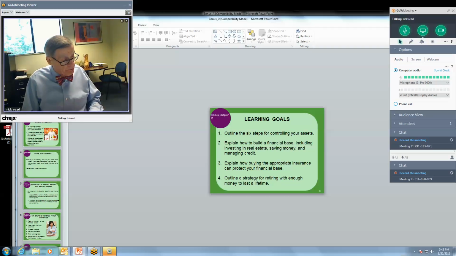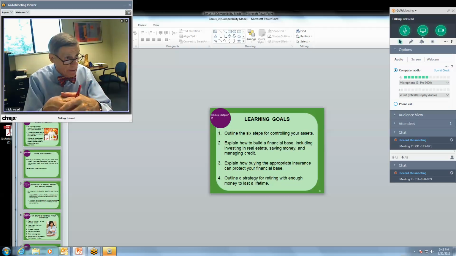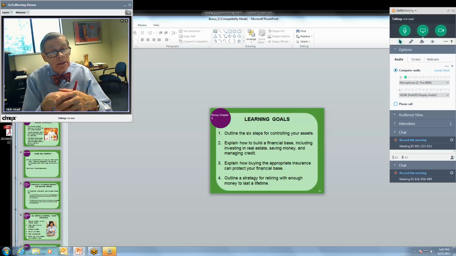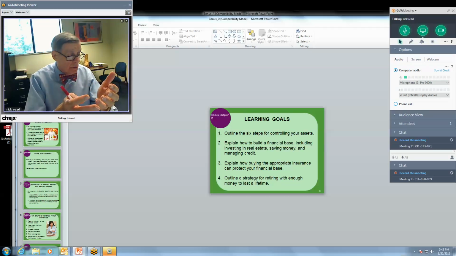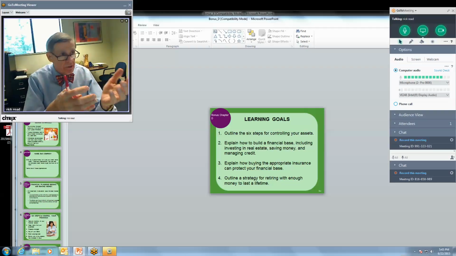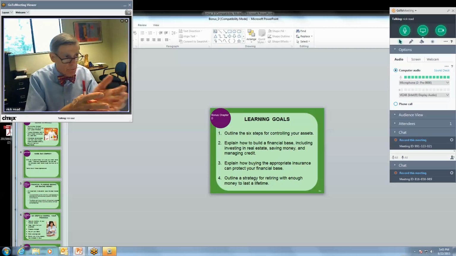Learning goals for this chapter: we're going to outline the six steps of controlling assets, and explain how to build a financial base, including investing in real estate, saving money, and managing credit. Hopefully some of this will buttress what you saw in the video about Morningstar, chapter 19. I'll give you some additional information about investment, and we've talked a little bit about that before. Explain how buying the appropriate insurance can protect your financial base. This is a little bit different than what we talked about before because we didn't talk about protecting your assets as much as financial assets.